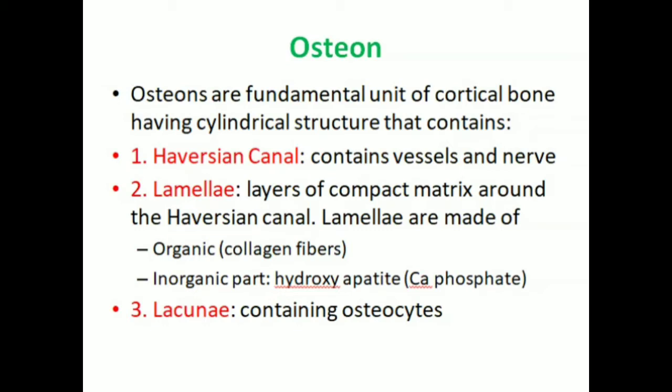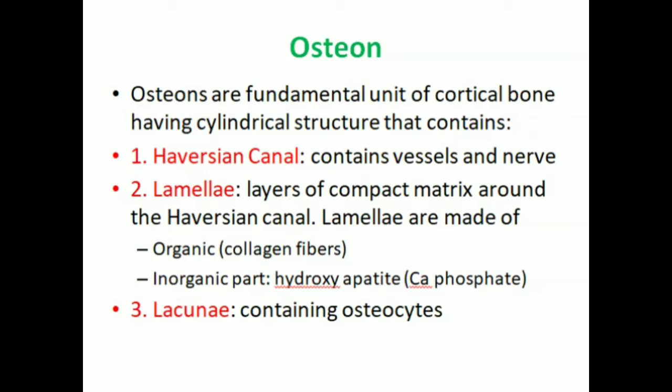Osteons are the fundamental unit of cortical bone, having a cylindrical structure, and it contains the Haversian canal, which is a canal in itself, containing the nerve and vessels, including artery and veins.